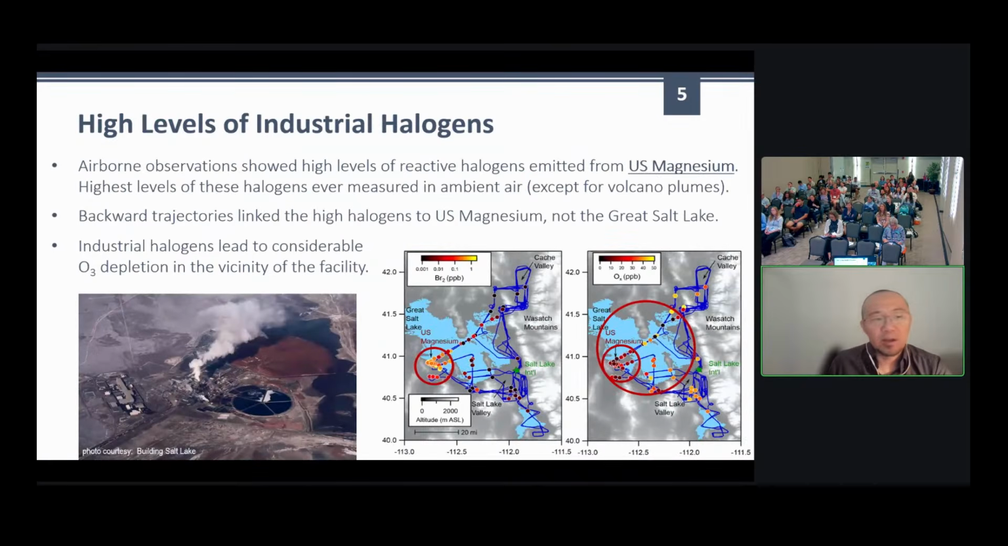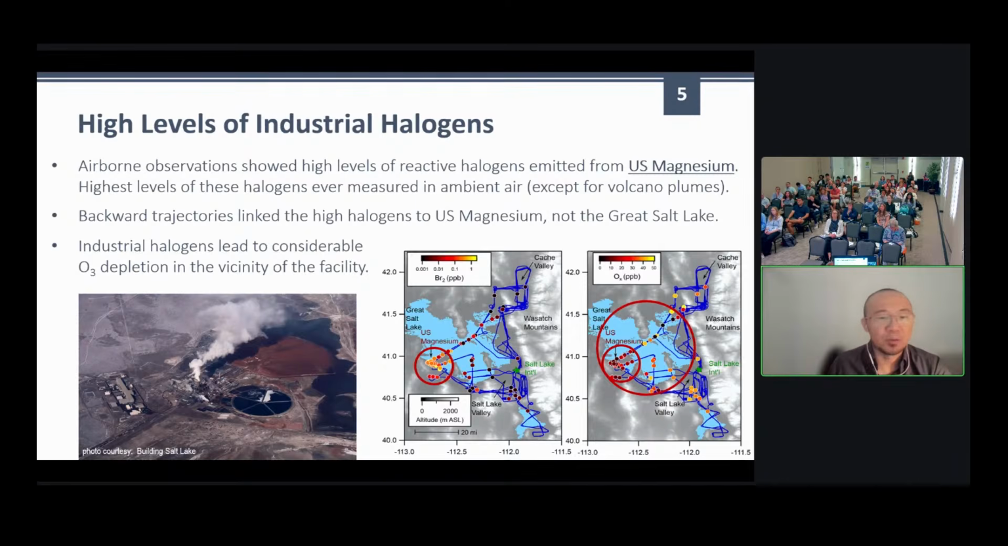Okay, so this is essentially a measurement-centric study. We used airborne observations collected using the NOAA Twin Otter aircraft and showed very high levels of reactive halogen species emitted from US Magnesium. US Magnesium is the largest magnesium producer in North America. To our knowledge, these are the highest levels of these halogens ever measured in the air, except for volcanic plumes. And these very high industrial halogens cause considerable ozone depletion in the vicinity of the facility.